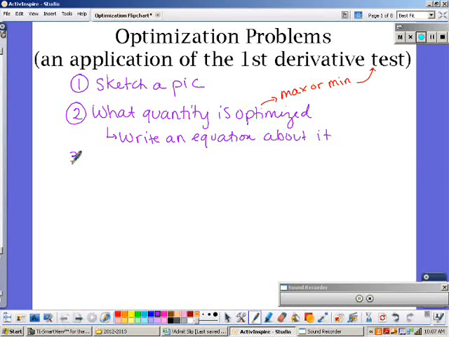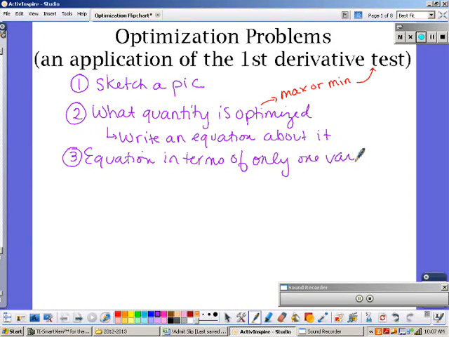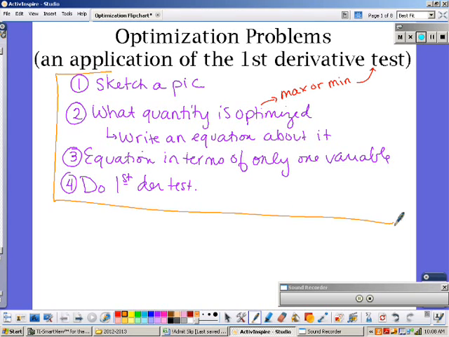Now, after we've written an equation about that quantity, we need to make sure that that equation is in terms of only one variable. And then last but not least, we get to do the first derivative test. These 4 steps are probably worth putting in your notes in sort of a box of knowledge, something that you can find and refer back to whenever you get stuck on an optimization problem. It'll give you a place to start.